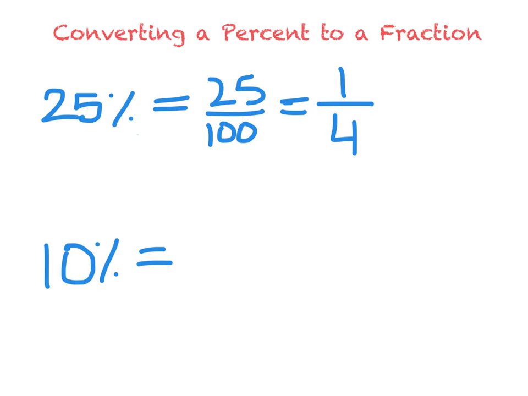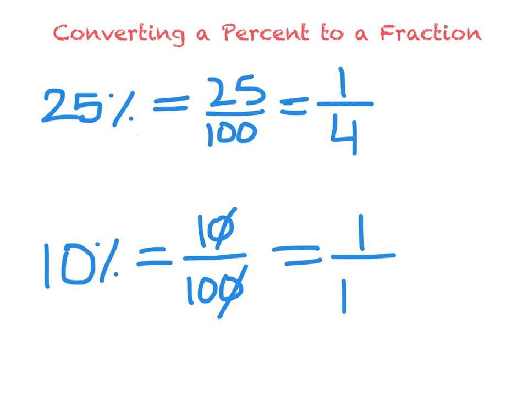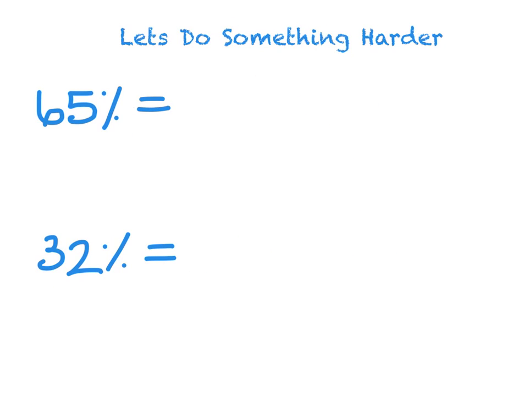Now we have 10%. So think about it as a fraction again. 10 out of 100. Now we can simplify here by chopping off those zeros, and you get 1/10. Now let's do something a little bit harder. 65%, and we have to convert this to a fraction. So we have 65 out of 100.